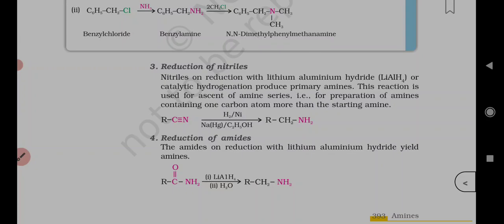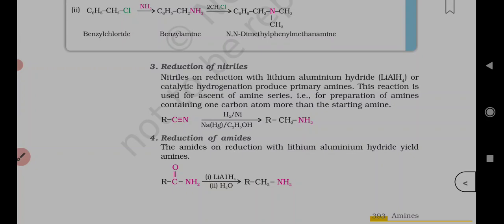Reduction of nitriles: RC≡N with H2/nickel, lithium aluminium hydride, or Na(Hg)/C2H5OH gives RCH2NH2. Let's talk about Gabriel phthalimide synthesis. Gabriel synthesis is used for the preparation of primary amines. What is Gabriel phthalimide synthesis?